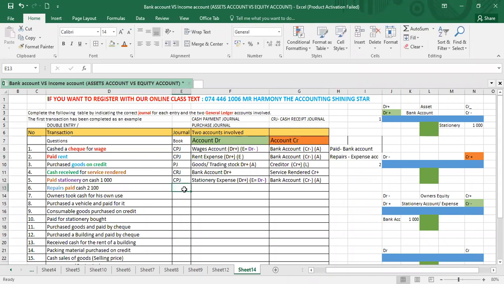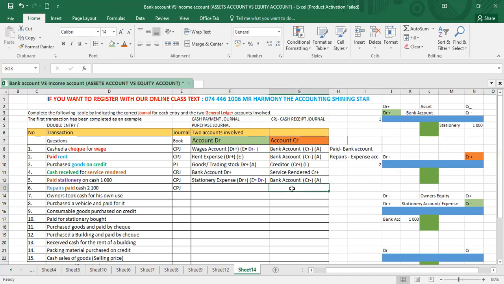Every time when you pay money, when the money leaves your business, which book or which journal are you gonna record in? When you pay, the word paid, it means which book are you gonna use? CPJ. What does CPJ stand for? Cash payment journal. It's a book that you record money that leaves your business bank account. Powerful. Right. So because we are paying for repairs, the bank account will be credited.